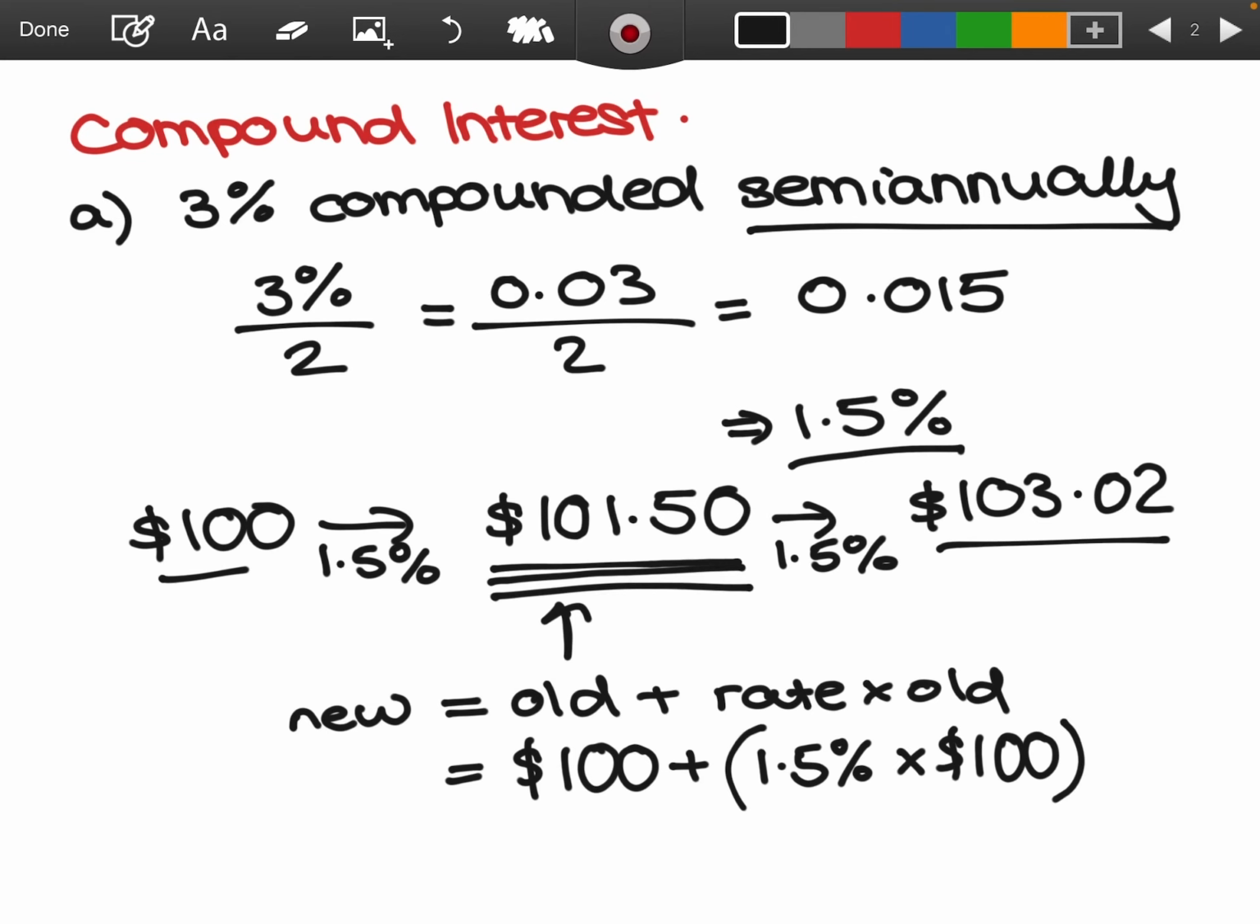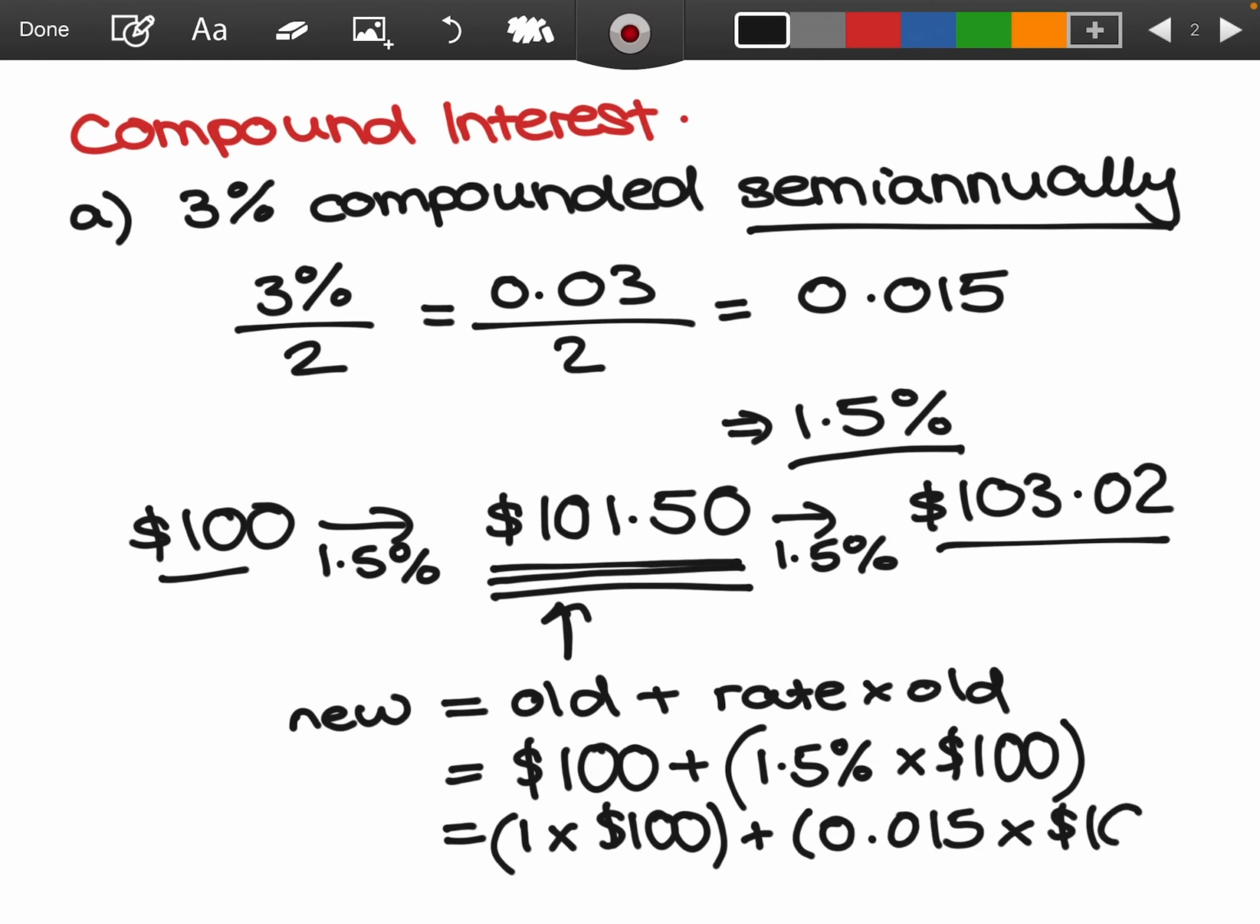Okay. I can actually write this as a formula, and then I can extend this so that after n different periods, this is what the amount would be. So for example, if I was compounding monthly, I could find out at month 5 exactly how much money I would have. If we look at what we've got here, this is the same as saying 1 multiplied by that 100 plus 0.015 multiplied by 100.